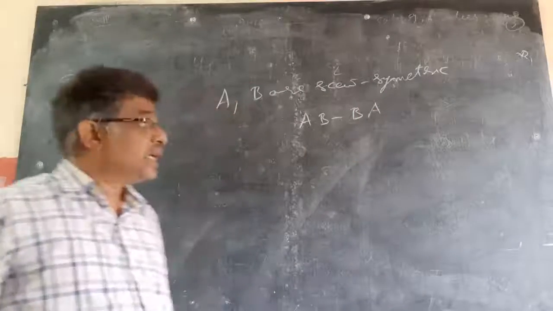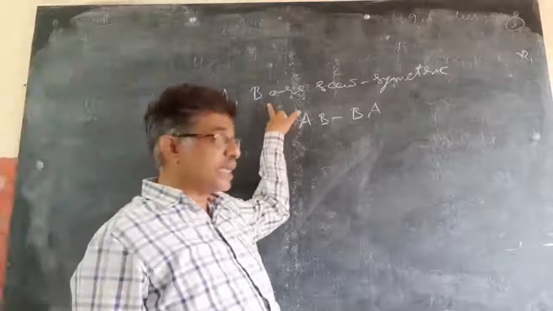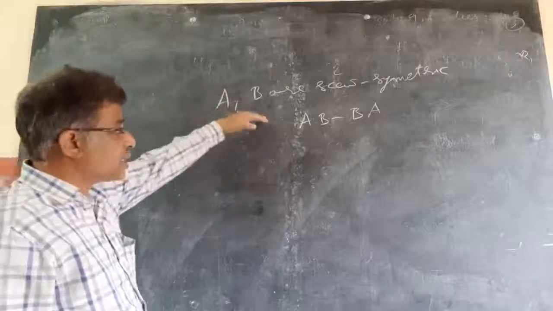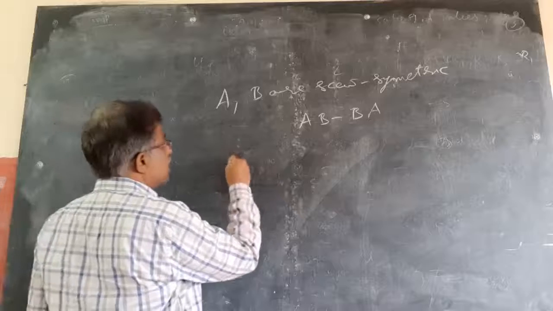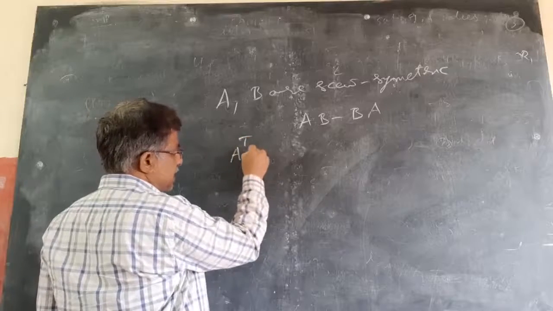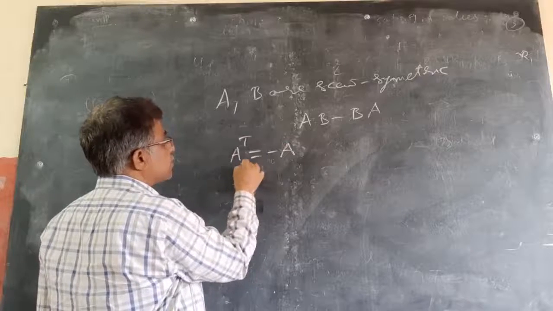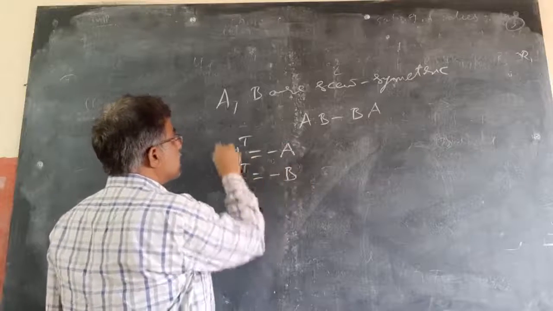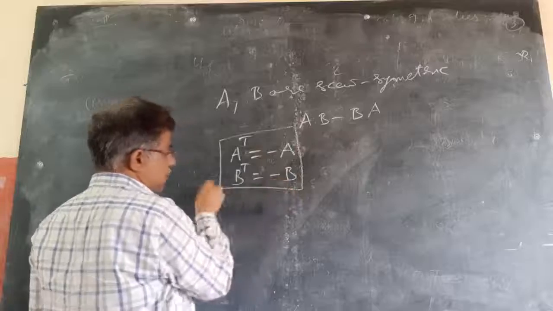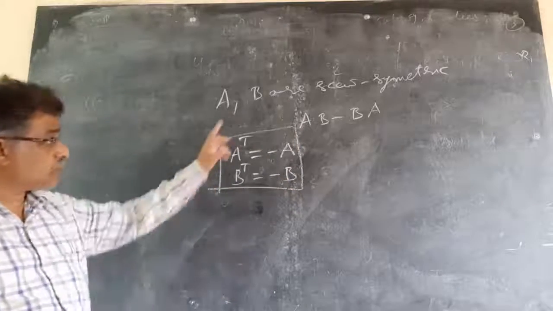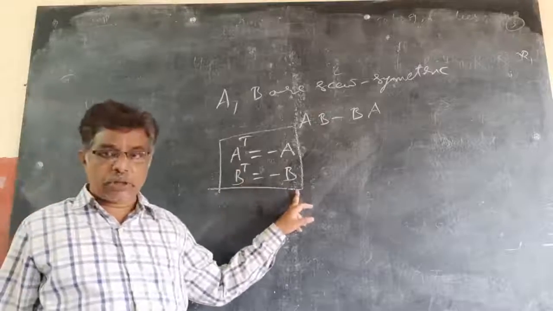Very simple. It is given that these two are skew symmetric. First of all, what is meant by A is skew symmetric, B is skew symmetric? A is skew symmetric means A transpose always equals minus A, and B transpose equals minus B. These are the two given conditions.